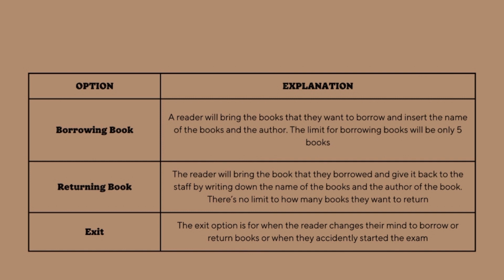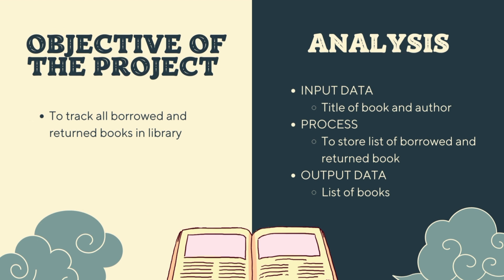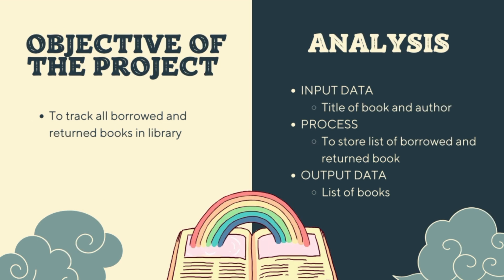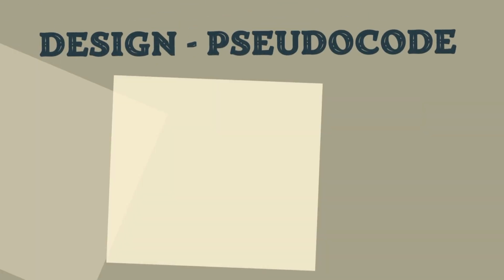The exit option is for when the reader changes their mind to borrow or return books, or when they accidentally started the system. The objective of the project will be to track all borrowed and returned books in the library. Analysis: the input data will be the title of the book and the author. The process will be to store a list of borrowed and returned books. The output data will be a list of books.